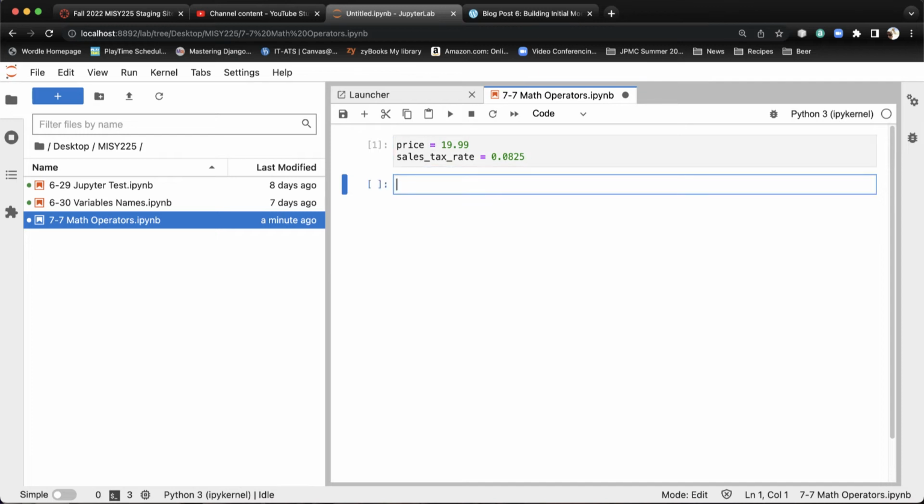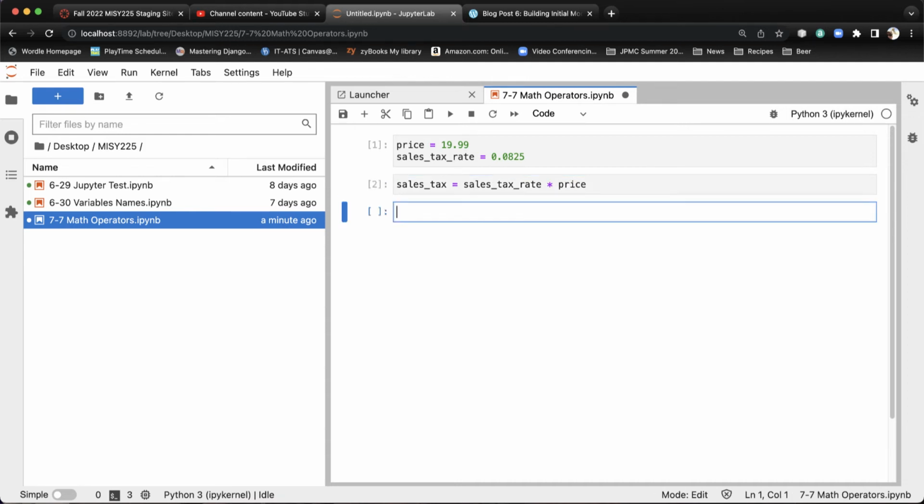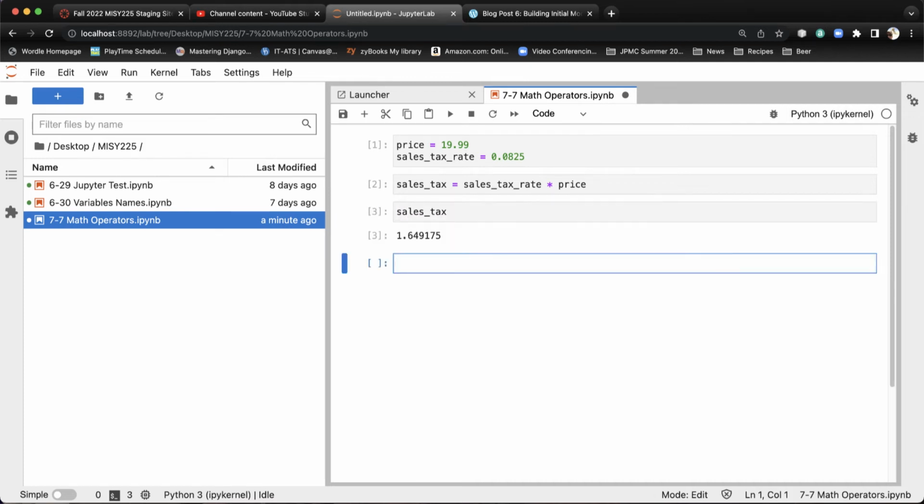If I run that, that will put that into memory. If I want to know what the sales tax was on the sale, I could say sales tax equals the sales tax rate times the price. And that will, of course, give me the sales tax. Of course, in Delaware, we don't need to worry about this, but in other states, we have sales tax. If I run this now, I can confirm that the sales tax was $1.65, rounded to two decimal places.